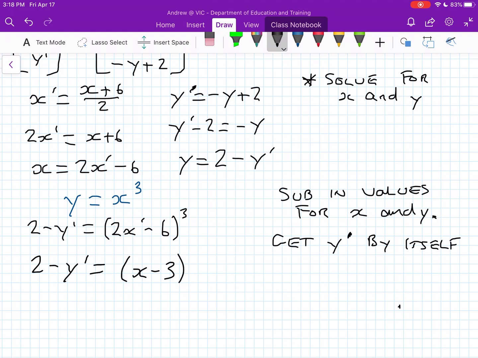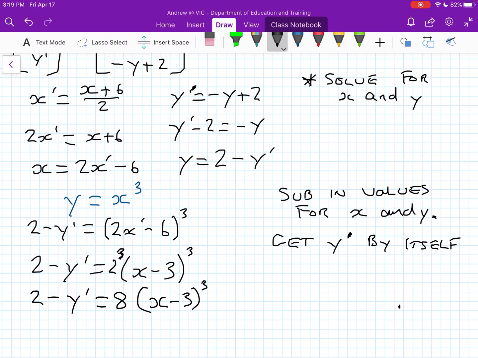Okay. But because it's getting cubed, we've taken out this factor of 2, but then this is going to be cubed as well. Sorry, that should be a 2. So essentially it looks something like this. And this is a very easy mistake to make. So I've taken out a factor of 2 here, but that still needs to be cubed after you take it out. Okay? So just make sure you are doing that. So then this becomes 2 minus y' is equal to 8 times (x minus 3) cubed.